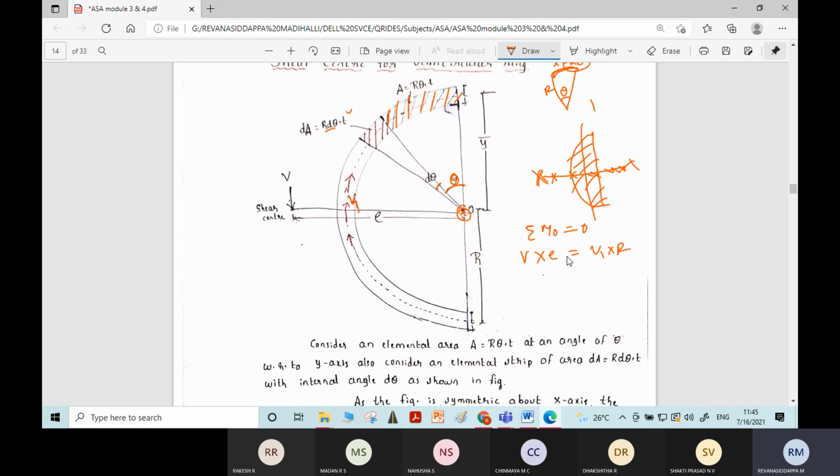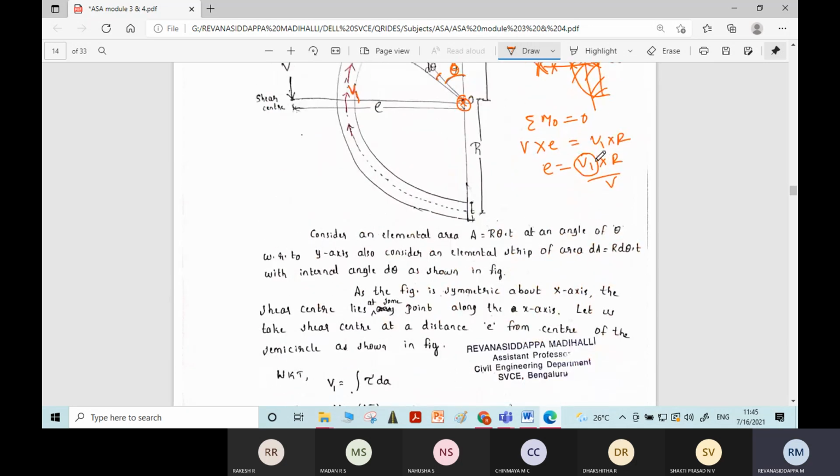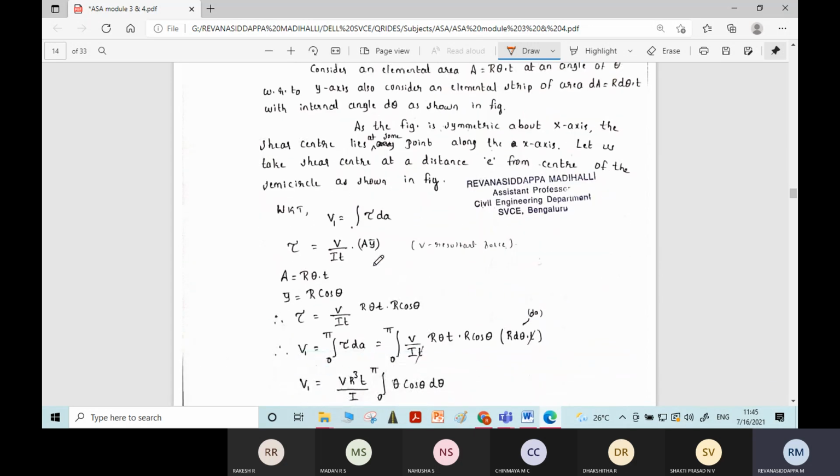So by this you can locate the shear center, that is E equal to V1 into R by V. But we don't know the expression for this V1, correct? We will find it. How to find it? By using the basic principle.